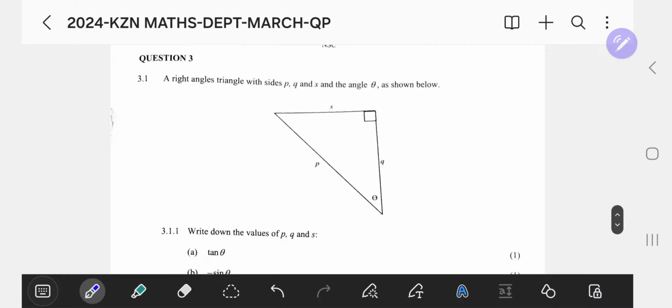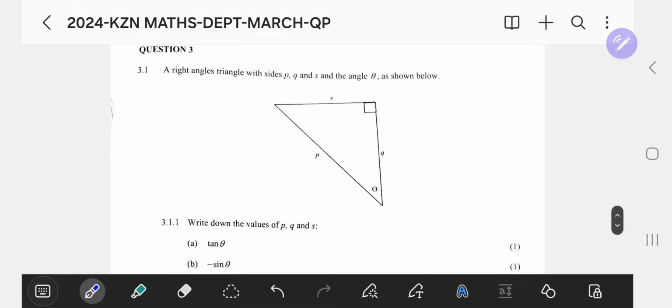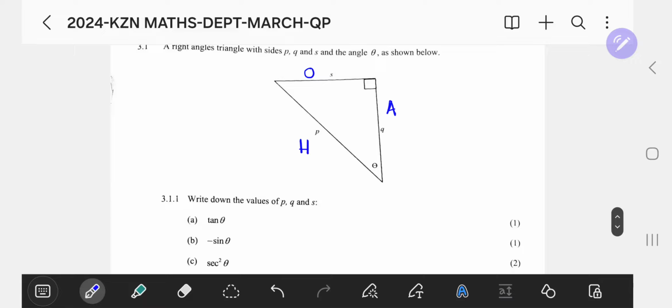Right, so here question 3.1 says, a right angle triangle with sides P, Q, and S, and the angle theta is shown below. What I suggest is, as soon as you're given your triangle, label the sides according to theta. In terms of theta, the side opposite that is known as opposite, the side next to that is known as adjacent, and the side opposite the 90 is the hypotenuse. It just helps you when you're trying to understand your ratios.